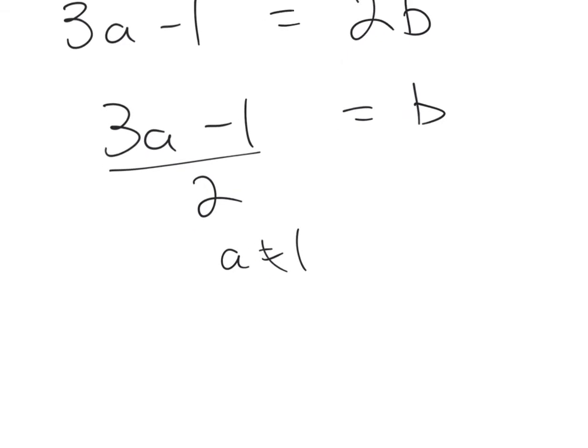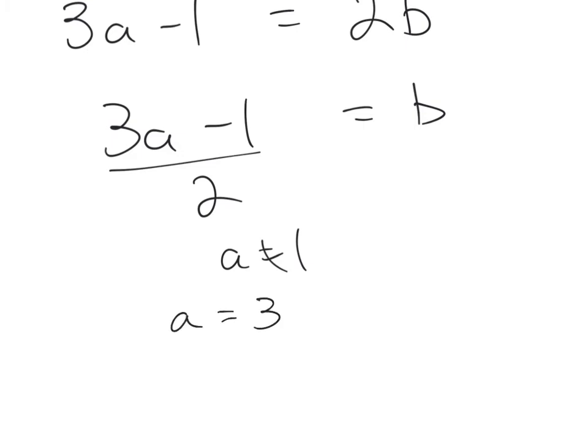Let's see what else makes this equation true so that this gives us a whole number, because we want both a and b to be whole numbers. Okay, so what would work next? If I plugged in a 2, that would give me 6 minus 1 is 5, divided by 2, that's not a whole number. So let's do 3. So 3 times 3 is 9, minus 1 is 8, divided by 2 is 4. So that one works. So let's say that we think our answer is a equals 3.